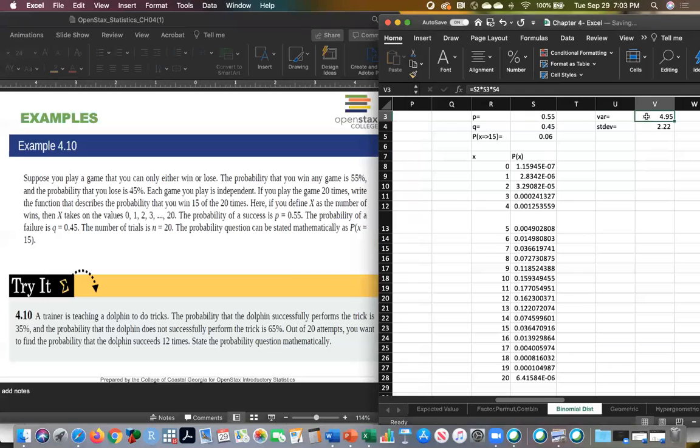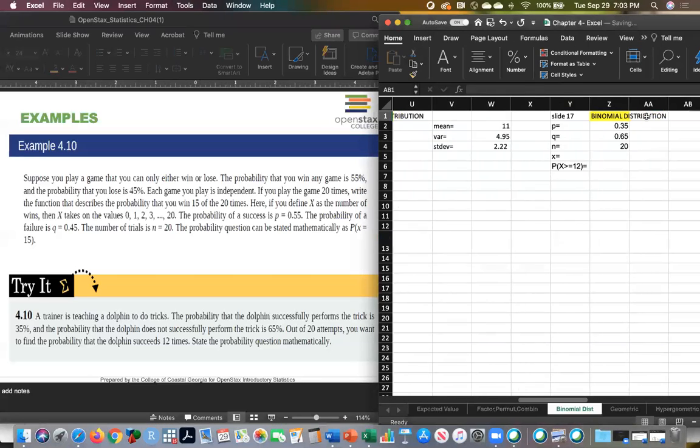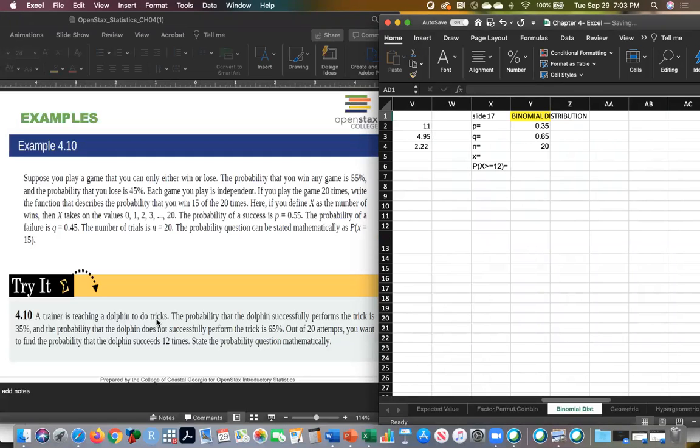So I made some room for this. We have a trainer teaching a dolphin to do tricks, so the probability the dolphin successfully performs the trick is 35%. So I have the 35%, I have the 65%. I could have found that by doing 1 minus my probability of success, and then again out of 20 attempts. So you want to know how to find that the dolphin succeeds 12 times. That means from 0 to 12.